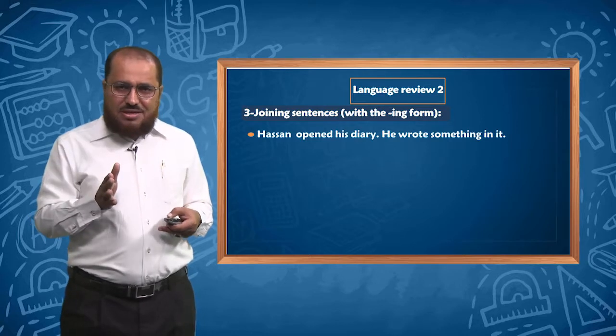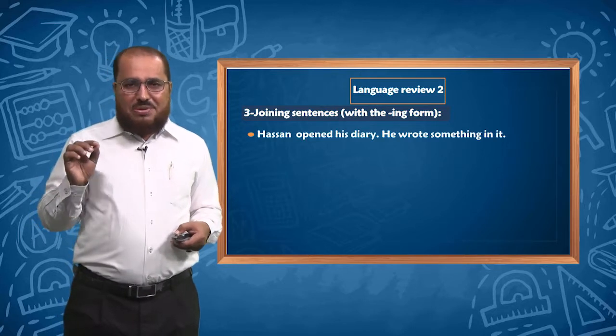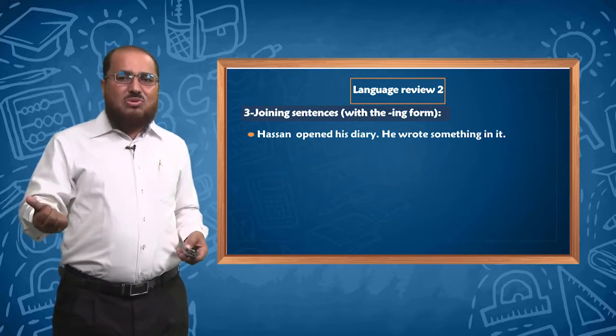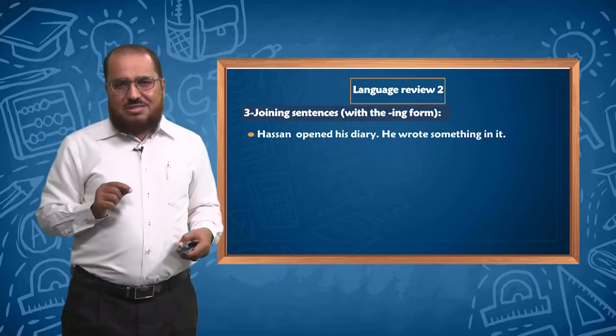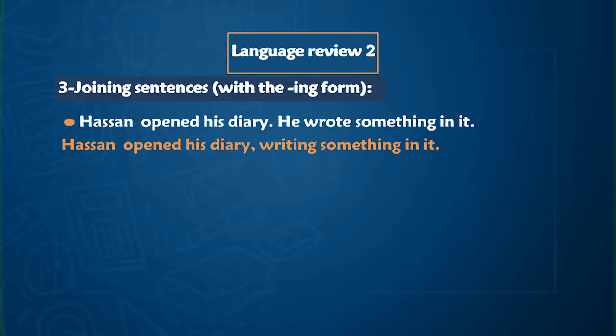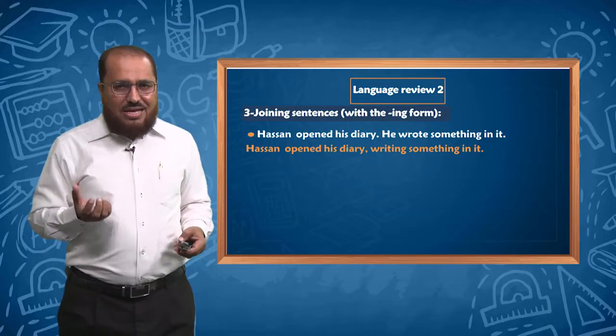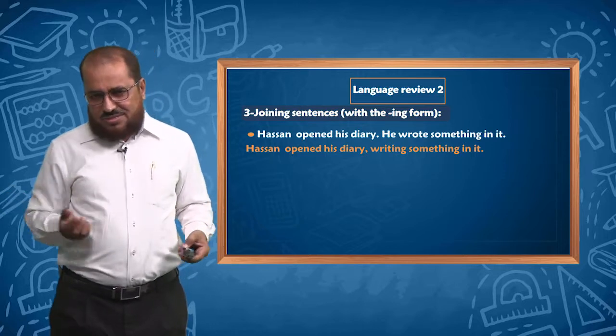Here, he refers to Hassan, so it must be deleted. But here is wrote, the past of write. So we have to change wrote back into the infinitive write, then add the ing. It will be: Hassan opened his diary, and the full stop changes into a comma, writing something in it. Hassan opened his diary, writing something in it. Okay, the picture now is active, more active than saying different or separated sentences.